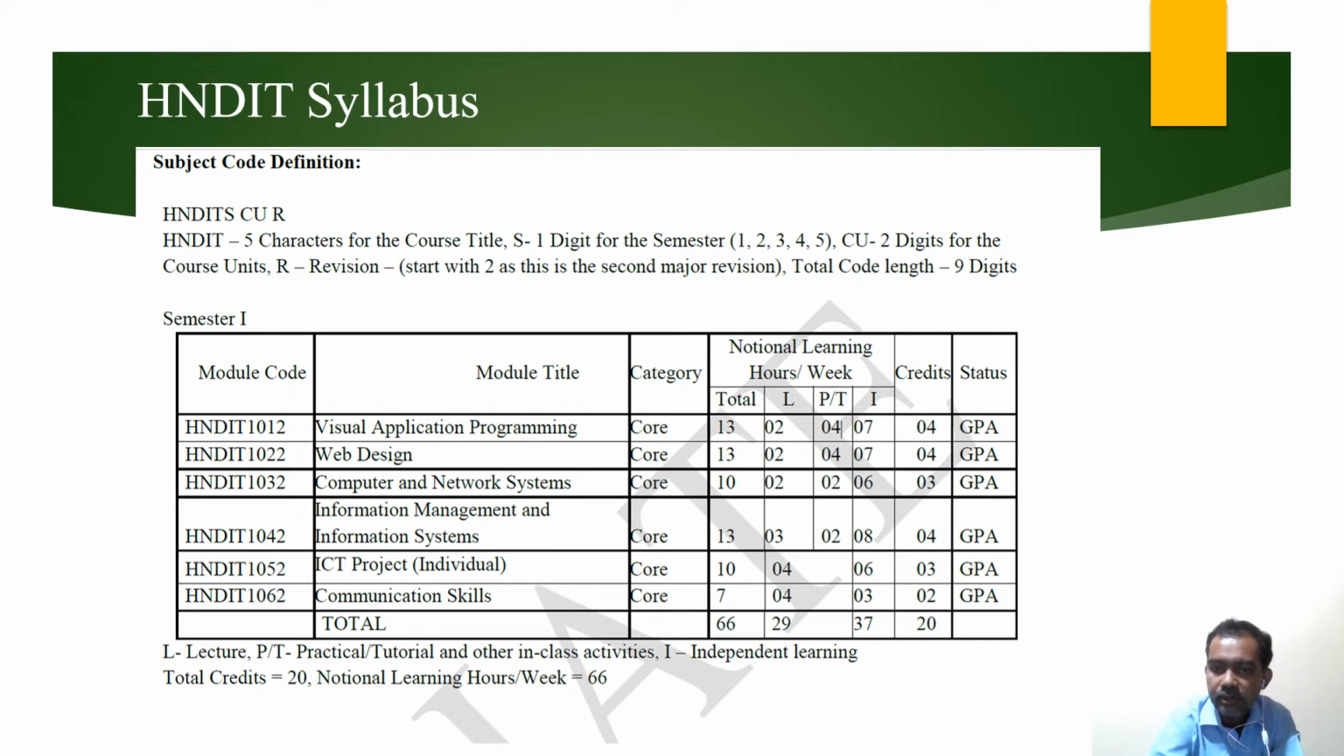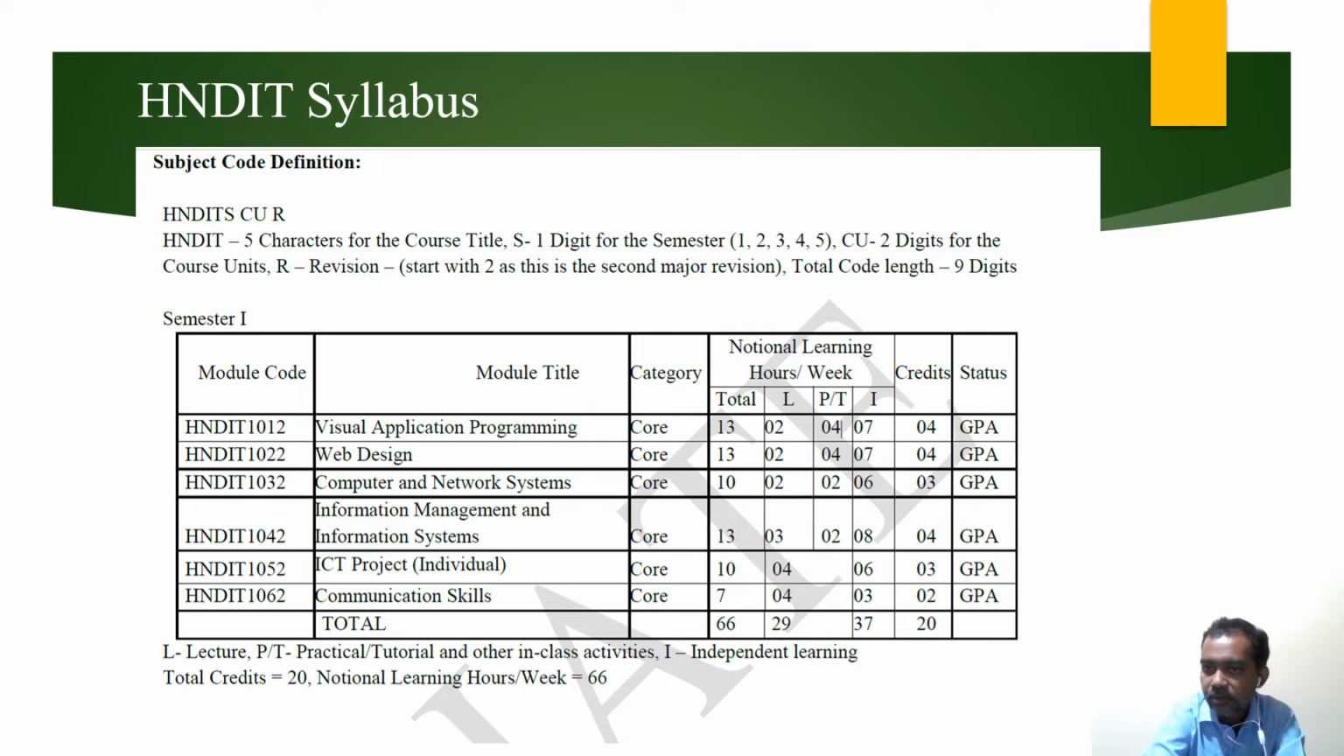Lecture or practical or theory 4 hours per week, and credit value is 2. This is a GPA subject. Then you can see at the end there is a total of the lecture hours, practical hours, independent hours, and total lecture practicals, these things, and also total credit. This is an important one. Total credits, there are 20 credits. That means for this first semester 20 credits are allocated. So this is the first year, first semester.